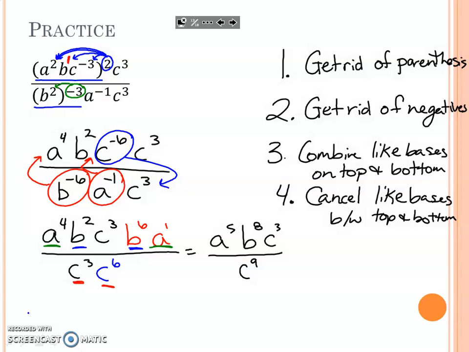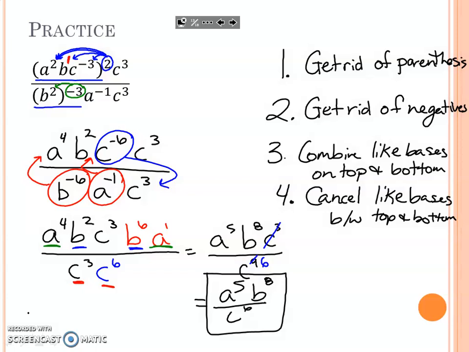But I've got a C cubed and a C to the 9th. So I could cancel those 3 C's. That just means I have to cancel 3 down here. So if I take away 3 from 9, I've got a C to the 6th. And I get my final answer is A to the 5th, B to the 8th, C to the 6th. And there we go. That's simplified.